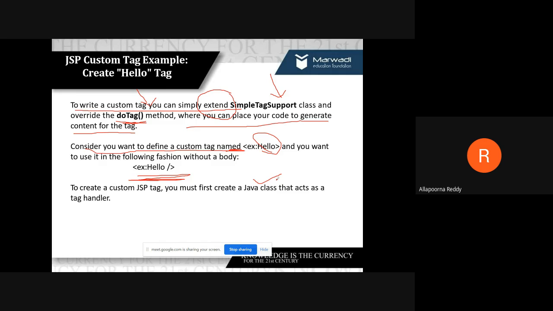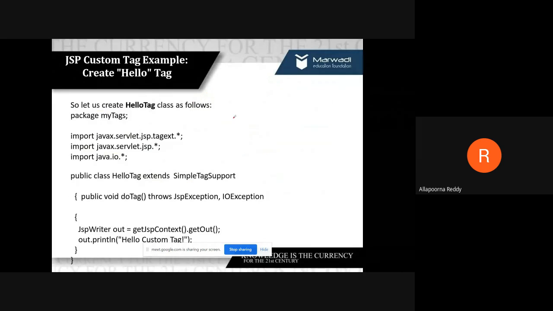Among these three steps I told, the first step is we need to create one Java class file, and that Java class file should extend your SimpleTagSupport class. You remember the thing. Here I am going to show an example. So let us create one tag. This is our customized tag. What is our customized tag? Hello tag is my customized tag.